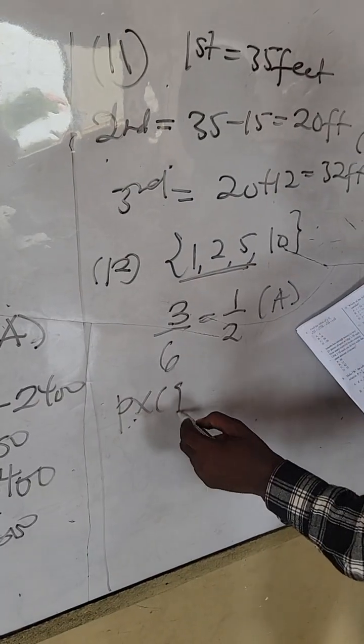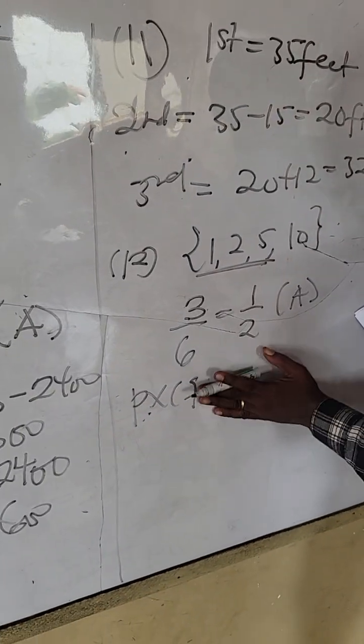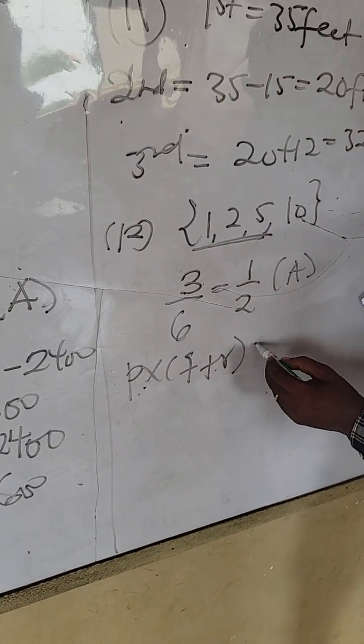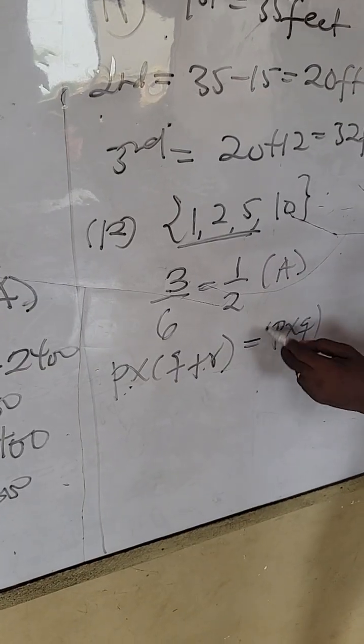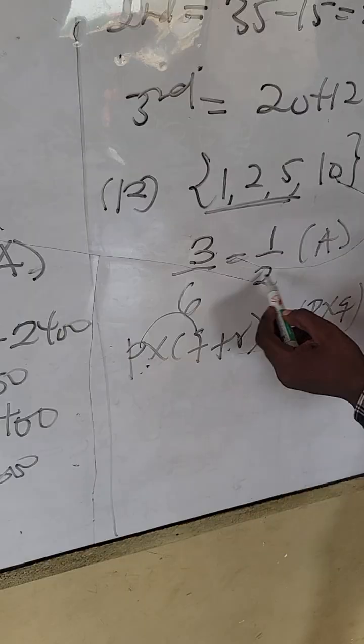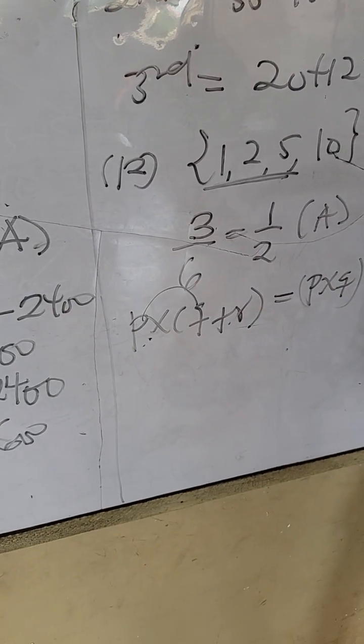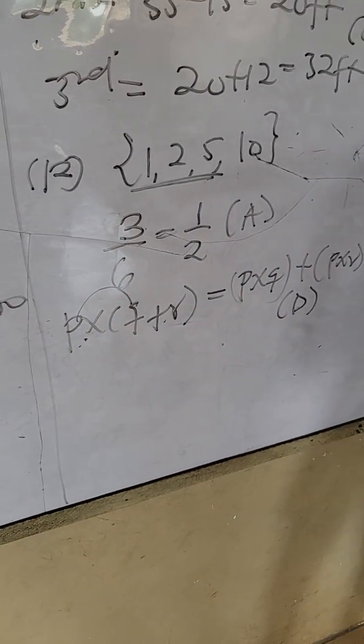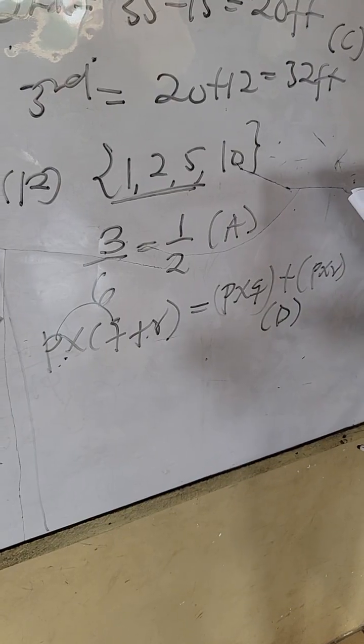P times Q plus R is equal to P times Q plus P times R. So it's distributive. P is distributive over Q plus R. That's option D. 14. The interior angle is 135.